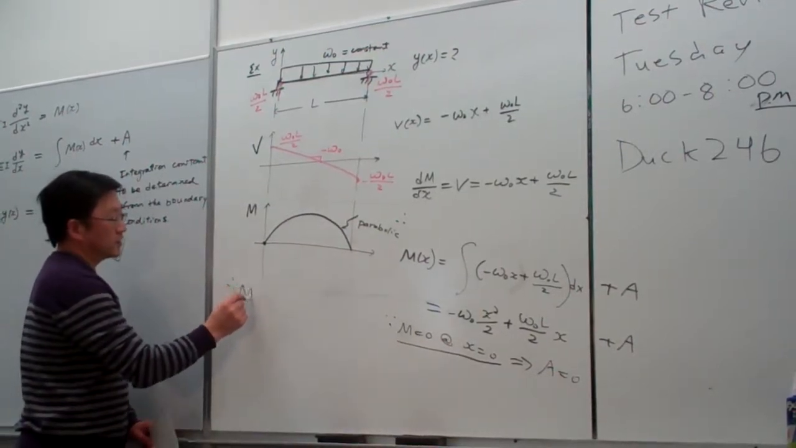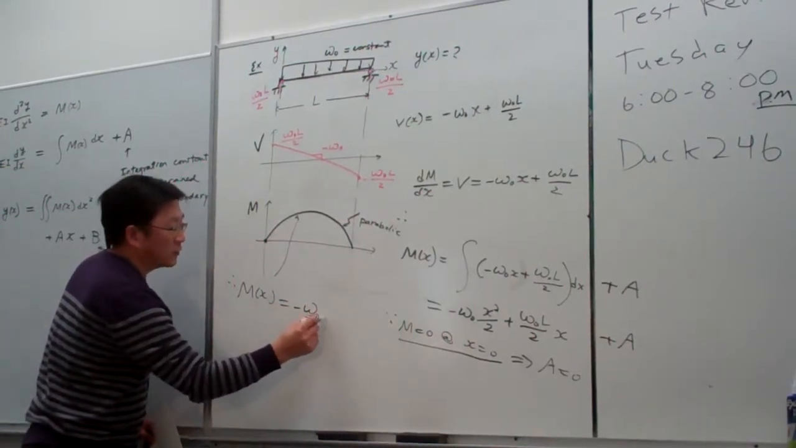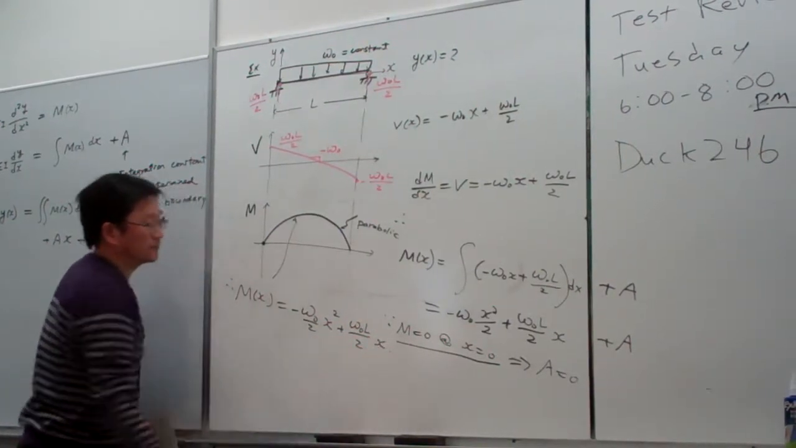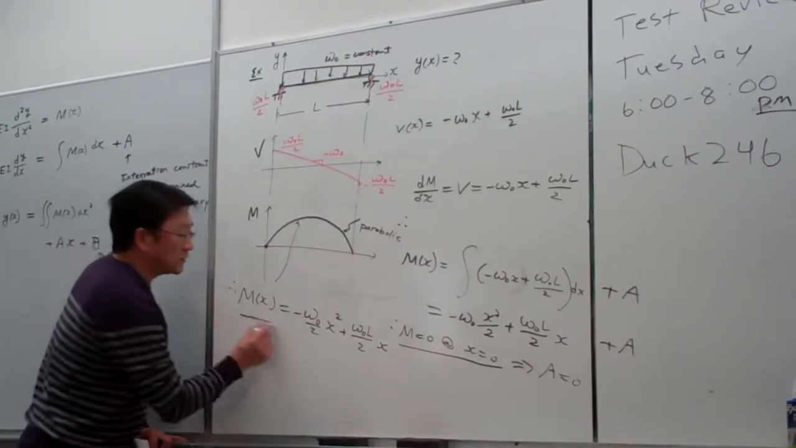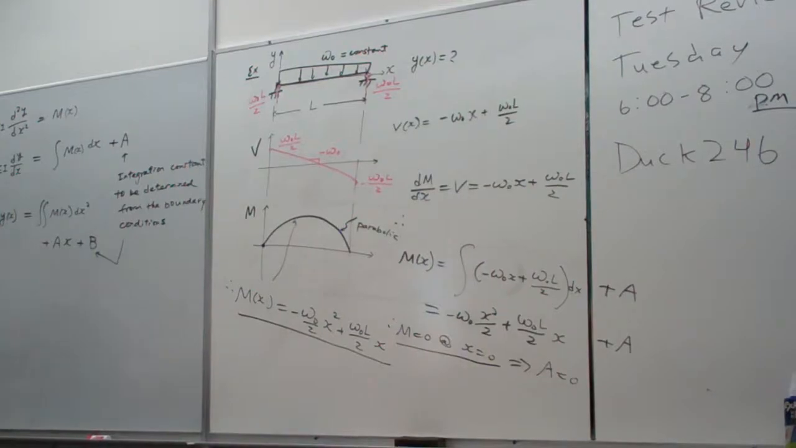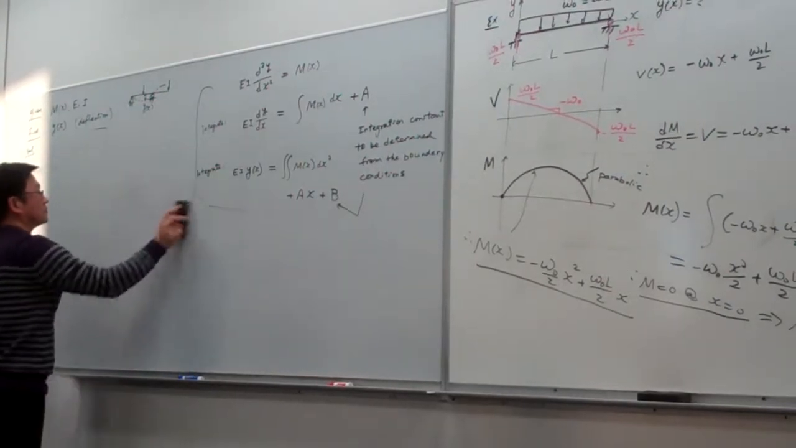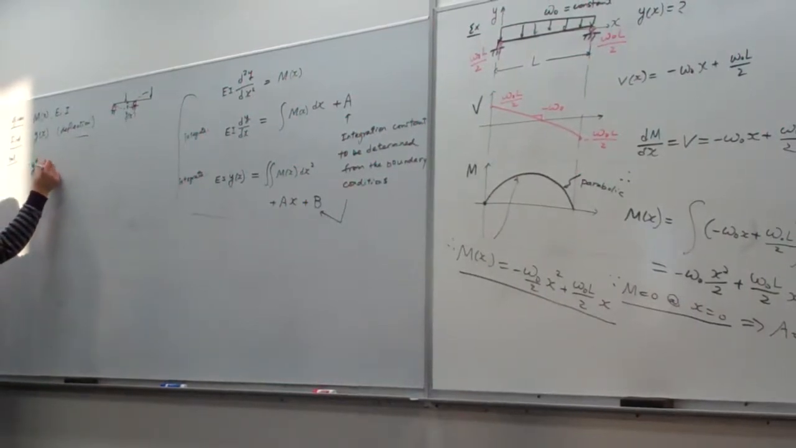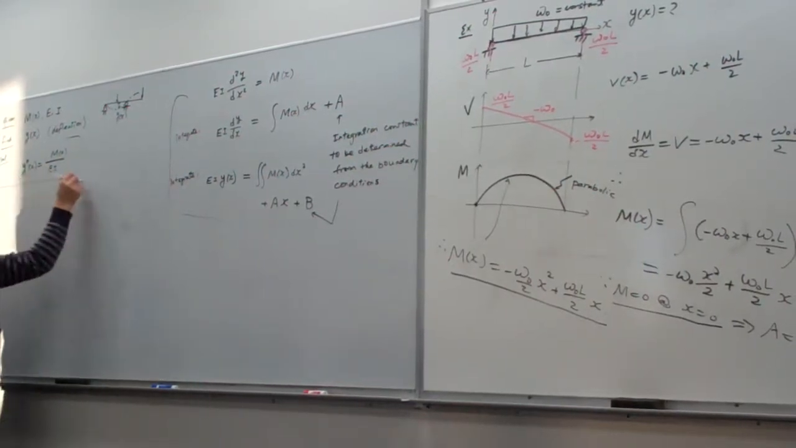So therefore for this case, this curve will be equal to minus omega 0 divided by 2 x squared plus omega 0 L over 2 times x. That is the first step. Then we simply utilize this equation, so let me write it out. Here we're using y double prime of x equal to M over EI. That is our formulation of the problem.